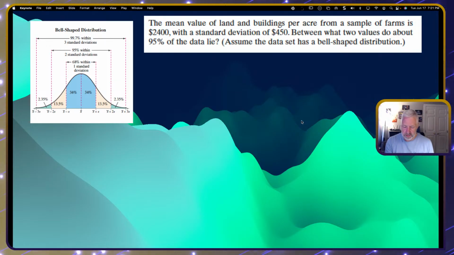Okay, so you got the mean is 2,400. Standard deviation is given as 450. I don't think I had read that, but reading on that sentence, that's where it goes. Between what two values do about 95% of the data lie? It's akin to the previous problem. It's just written differently, right?